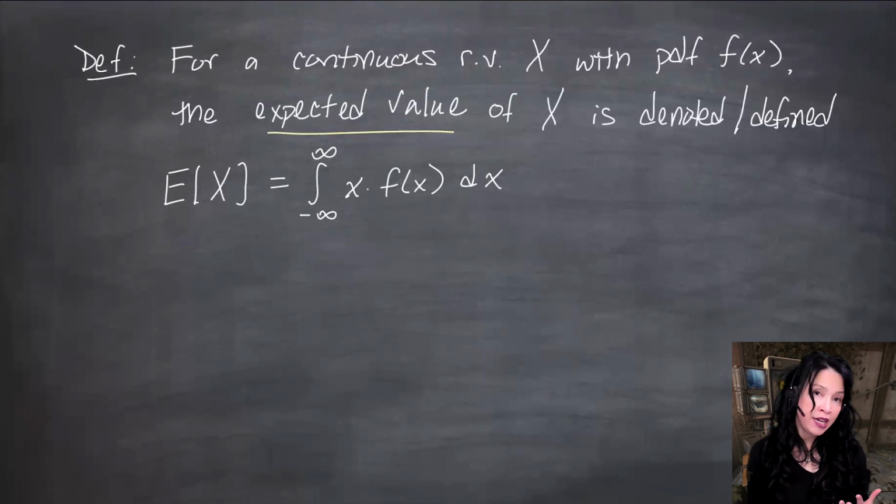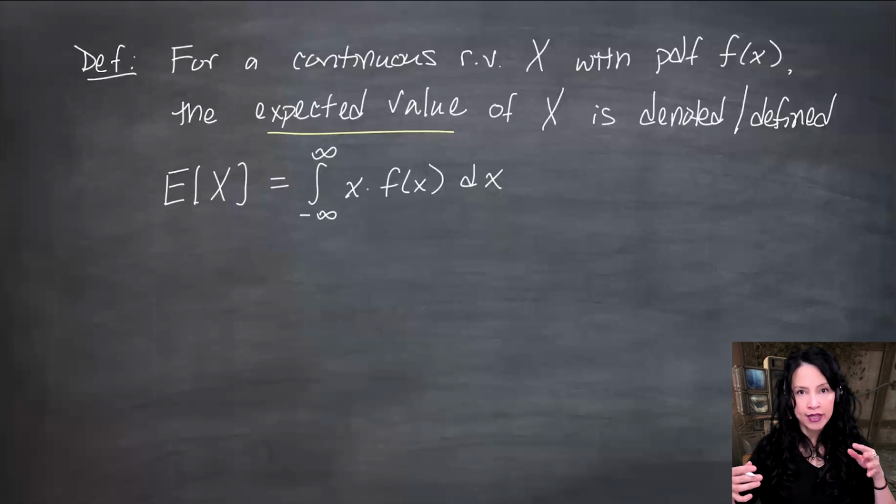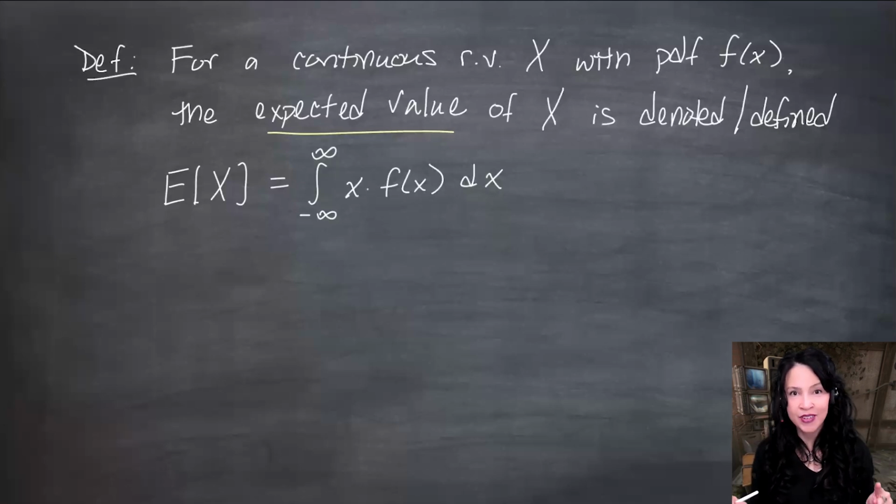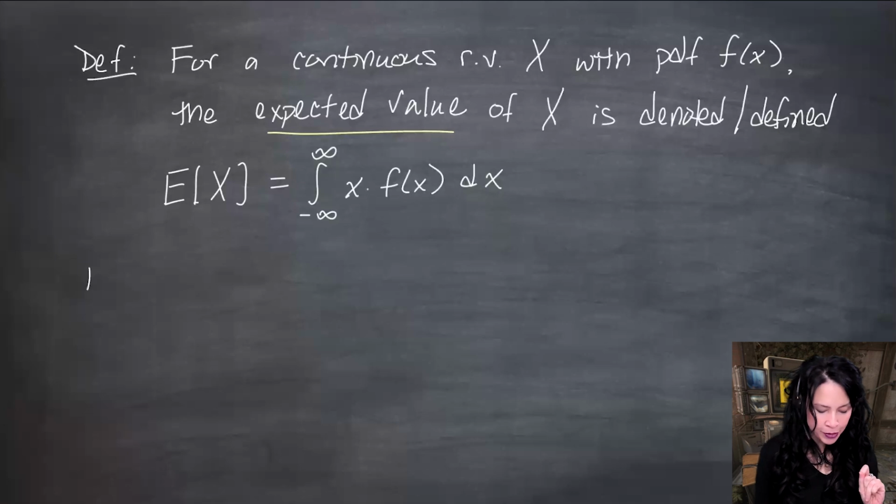And if your PDF is 0 in some places or a lot of places, like maybe your PDF only lives on the interval from 1 to 5, that's okay. You could break this up into separate integrals and you'll have 0 for some of them. And no, you don't need to write each of those out, but I'm going to do it one more time here today in an example.